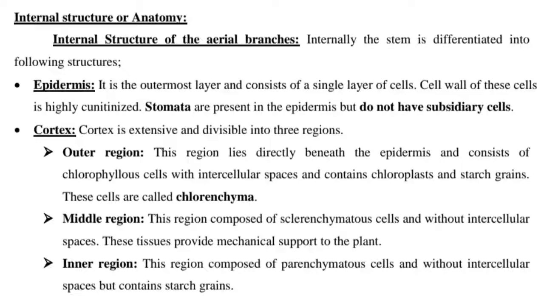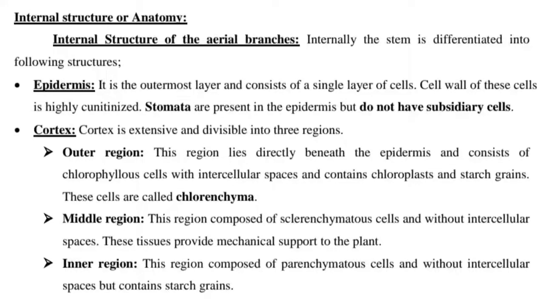Internal structure or anatomy. Internal structure of the aerial branches. Internally the stem is differentiated into the following structures. Epidermis. It is the outermost layer and consists of a single layer of cells. The cell wall of these cells is highly cutinized. Stomata are present in the epidermis but do not have subsidiary cells.